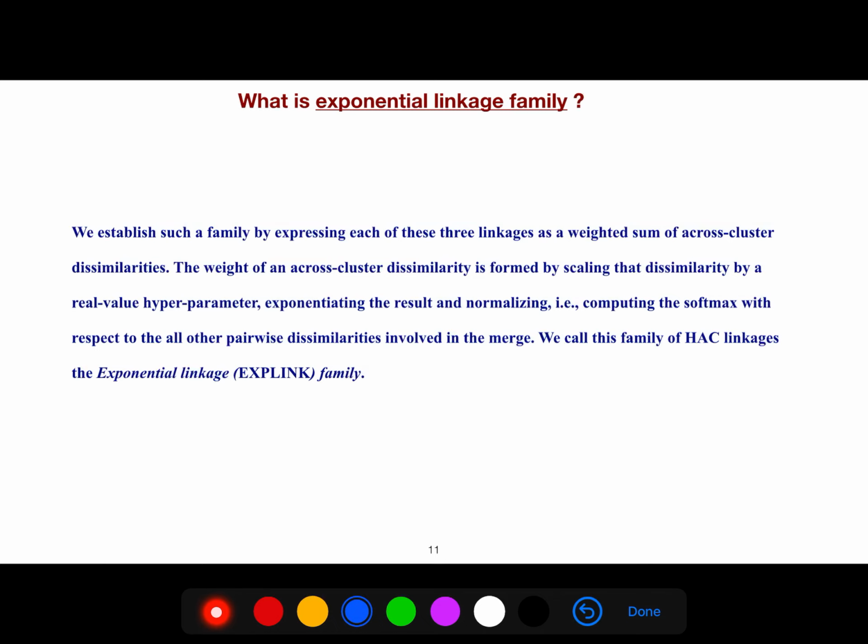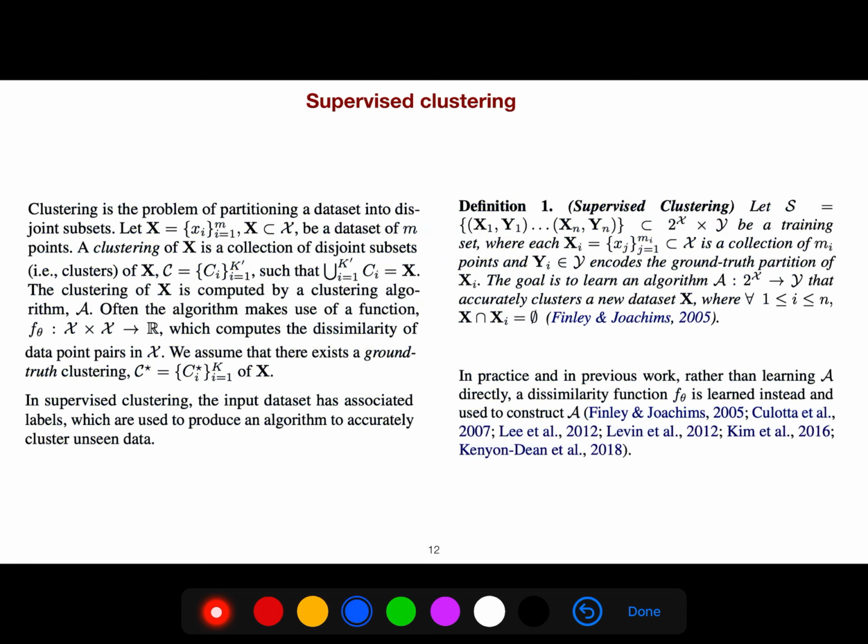We establish such a family by expressing each of these three linkages as a weighted sum of across-cluster dissimilarities. The weight of an across-cluster dissimilarity is formed by scaling that dissimilarity by a real-valued hyperparameter, exponentiating the result and normalizing, computing a softmax with respect to all other pairwise dissimilarities involved in the merge. We call this family of HAC linkages the exponential linkage family.